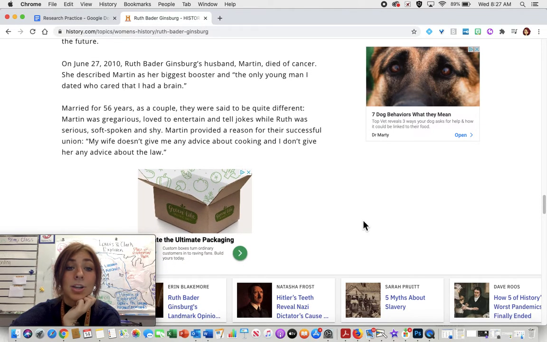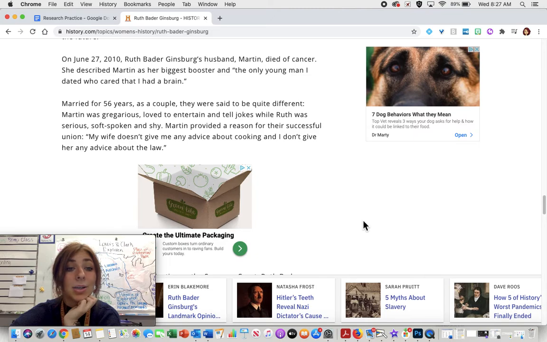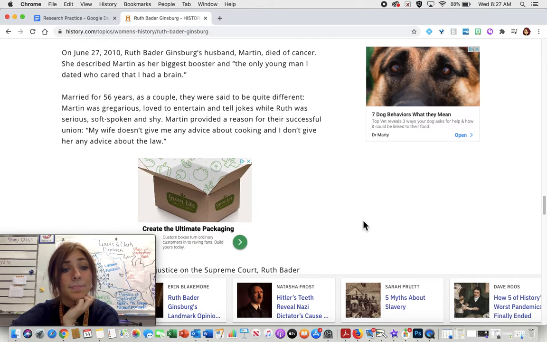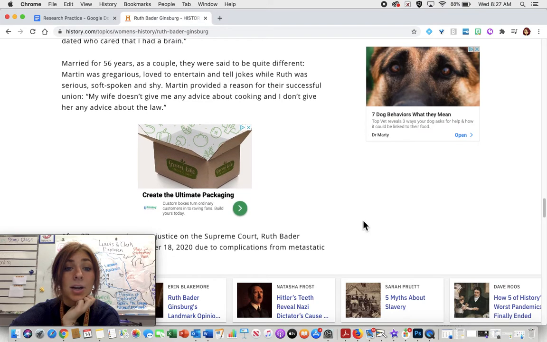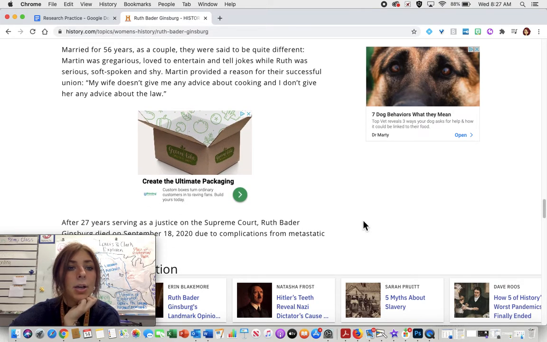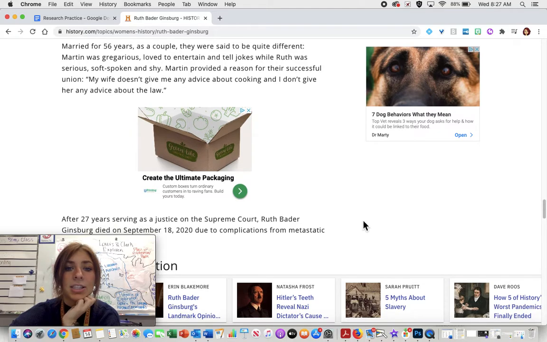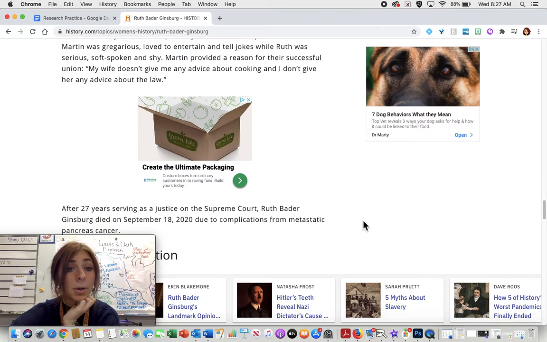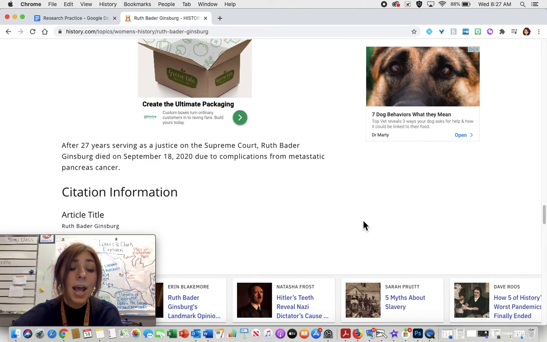On June 27, 2010, Ruth Bader Ginsburg's husband, Martin, died of cancer. She described Martin as her biggest booster and the only young man I dated who cared that I had a brain. Married for 56 years as a couple, they were said to be quite different. Martin was gregarious, loved to entertain and tell jokes, while Ruth was serious, soft-spoken, and shy. Martin provided a reason for their successful union. "My wife doesn't give me any advice about cooking, and I don't give her any advice about the law." After 27 years serving as a justice on the Supreme Court, Ruth Bader Ginsburg died on September 18, 2020, due to complications from metastatic pancreas cancer.